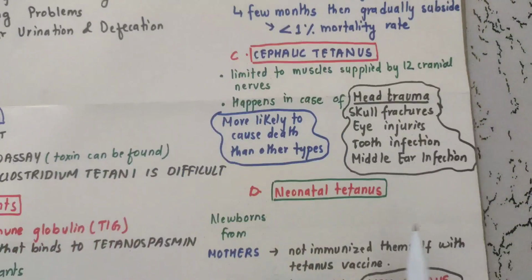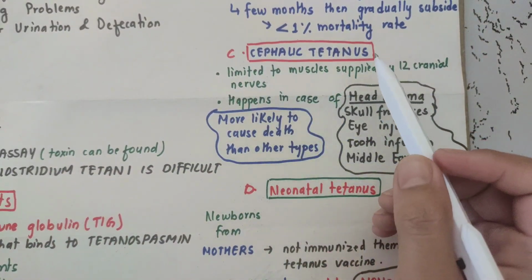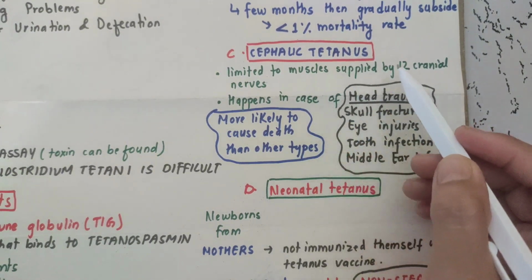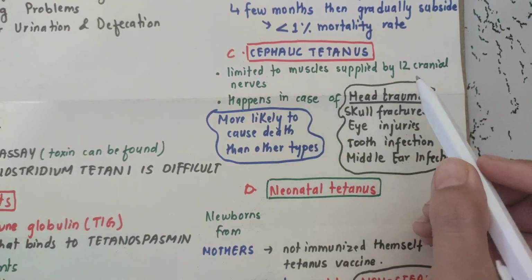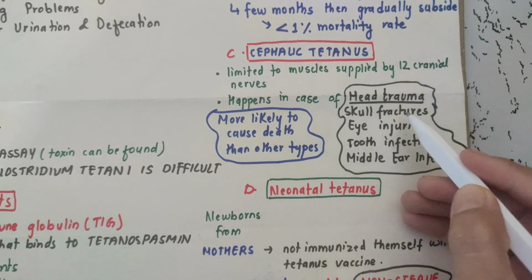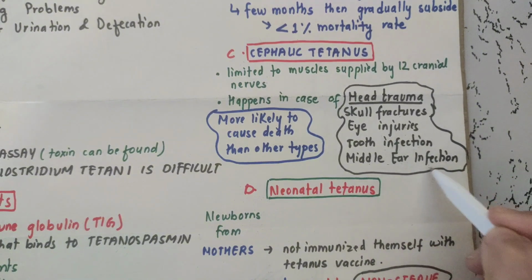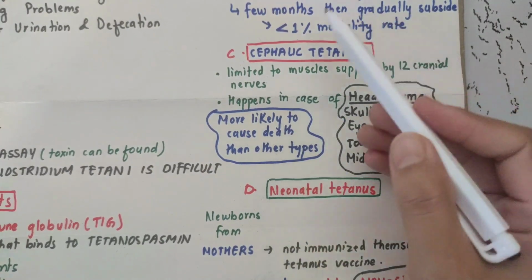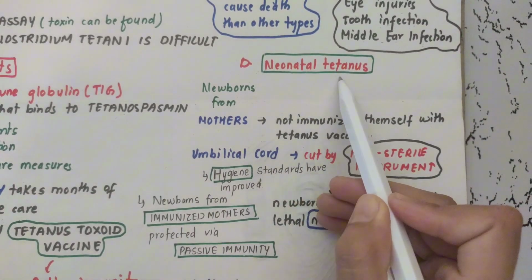The third one is cephalic tetanus. Cephalic tetanus occurs to the limited muscles that are supplied by 12 cranial nerves. It happens in case of any type of head trauma like skull fracture, eye injury, tooth infection, middle ear infection. Cephalic tetanus is more likely to cause death than any other type of tetanus.